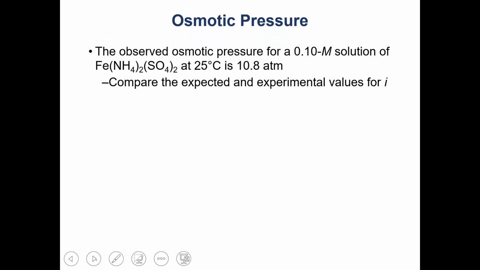So let's take a look at an example on how we would use this for osmotic pressure. The observed osmotic pressure for a 0.10 molar solution of iron ammonium sulfate at 25 degrees Celsius is 10.8 atm. And we want to compare the expected and experimental values for i.